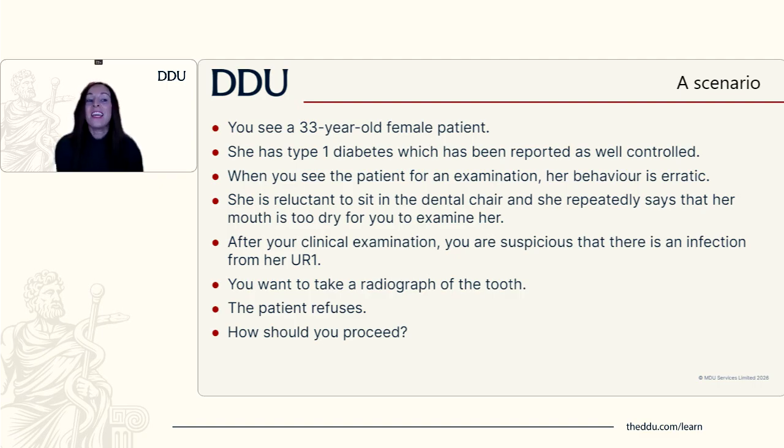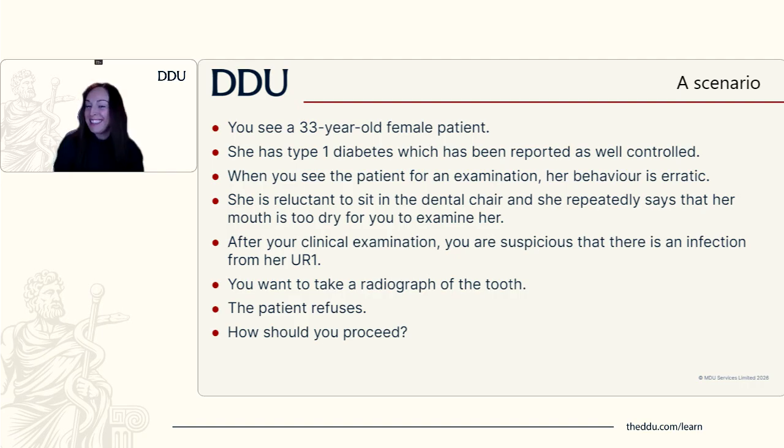So I think initially we need to think about the patient's welfare and does she require medical support? Because of the erratic behaviour and the dry mouth and the diabetes diagnosis, does she require medical assistance at that time? Moving on to the clinical part of the scenario, as there is a potential infection related to the upper right one, any treatment would fall out of scope of practice for a dental hygienist or dental therapist. So this is when team working needs to come into play. And at this point, I would seek advice from one of the dentists on clinic.